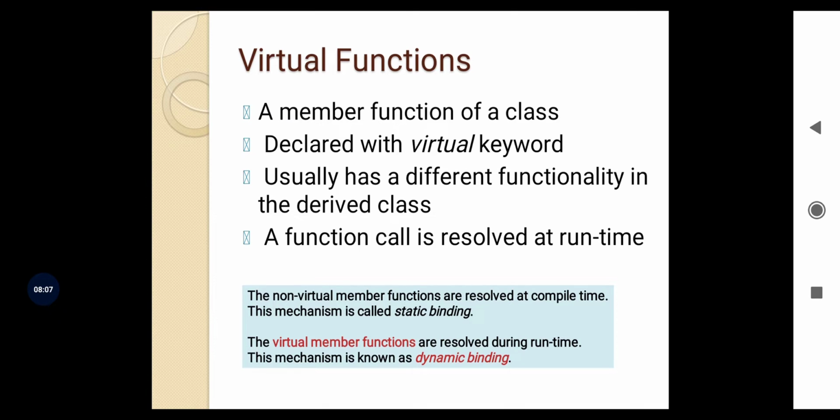And when you make a function virtual, that means the function call is not done at compile time, but it is done at runtime, right? Now non-virtual functions are basically done at compile time, and that mechanism is called static binding. I've discussed that in the previous slides. And virtual member functions are resolved at runtime, and this is an example of dynamic binding.